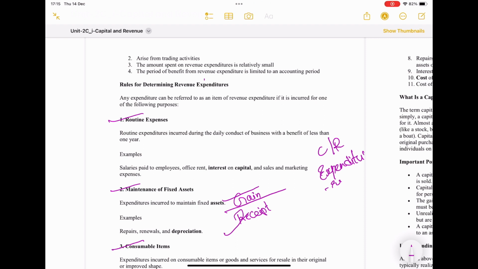I don't want you to get any confusion, so I'm going to end this video. I think you have understood the meaning of capital and revenue expenditures, the difference between them, and the basic rules of how we determine the expenditures. So these are the concepts of capital and revenue expenditures.